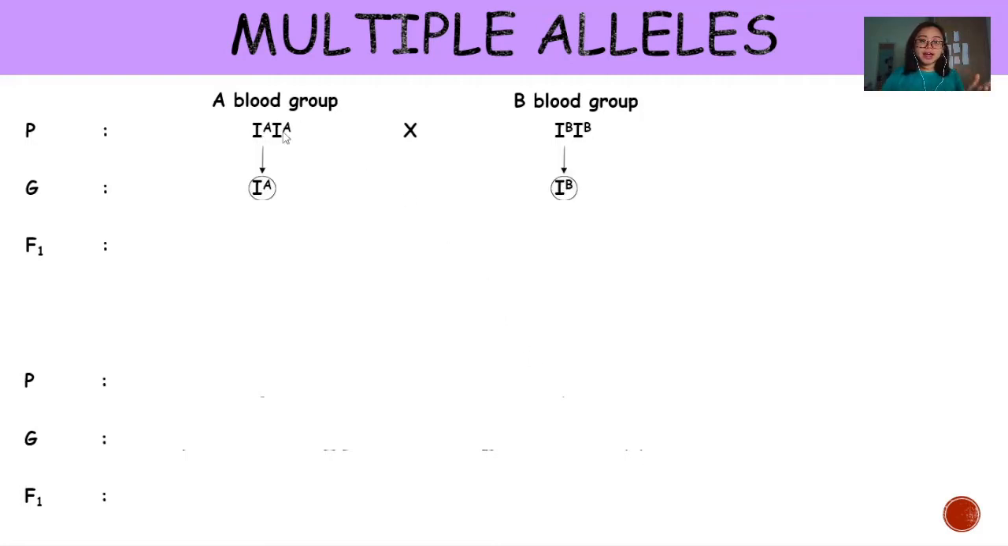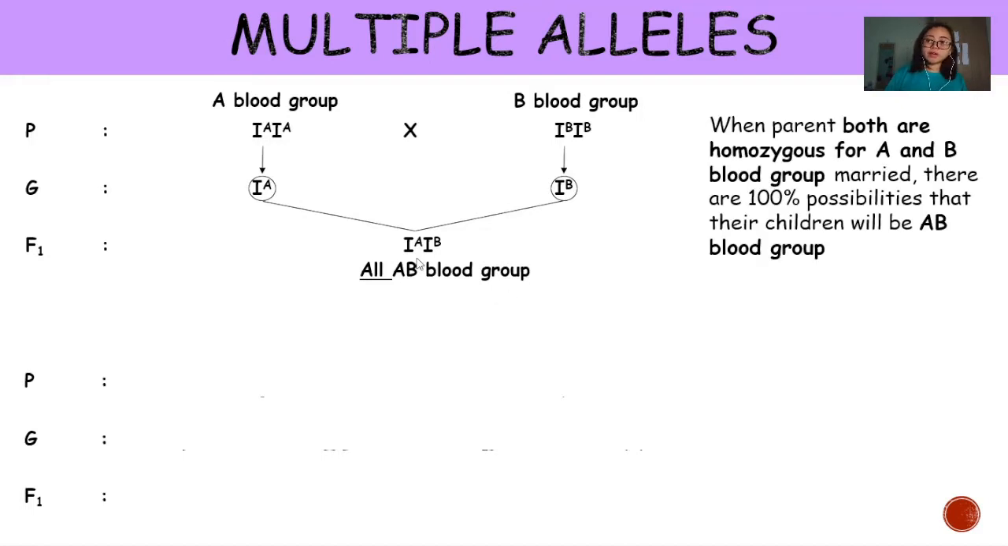Kita buat dengan IA, IA, IB, IB. Kita cross dia, kita kasih keluar dia punya gamet. Dia akan hasilkan IA, IB. Bila kita cross, kasih kawin ni dua orang, dia akan dapat F1 generation yang ada genotype IA, IB. And these are all AB blood group individuals. If your parents are both homozygous for A and B blood group married, then they will have 100% possibility that their children will be AB blood group.